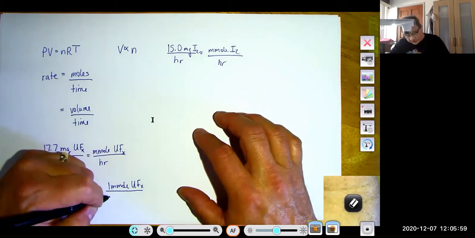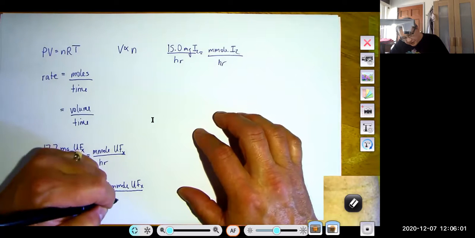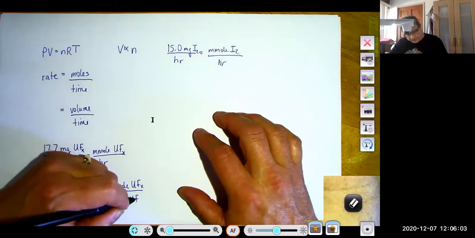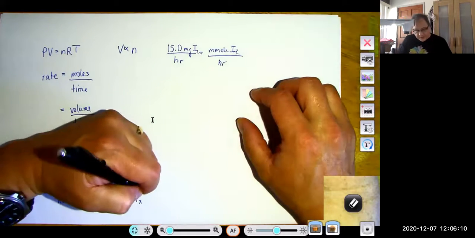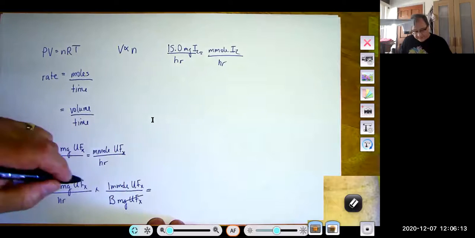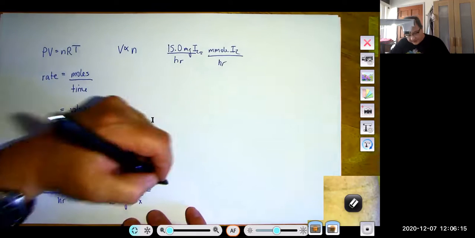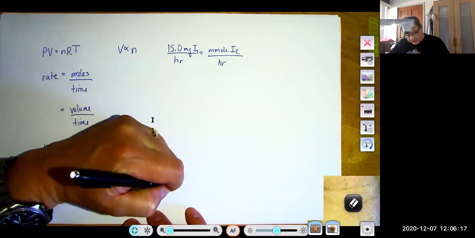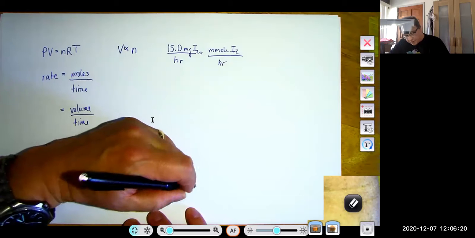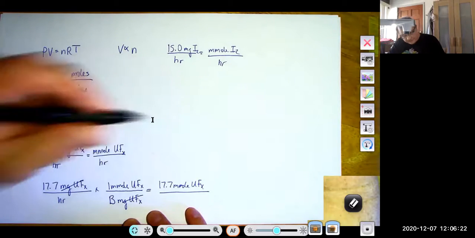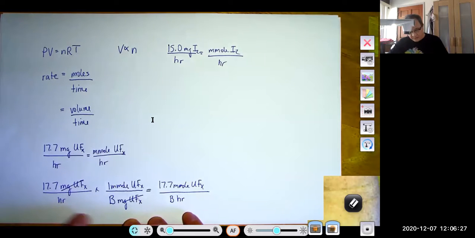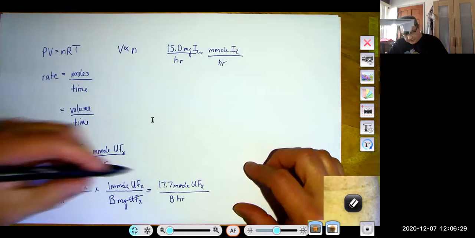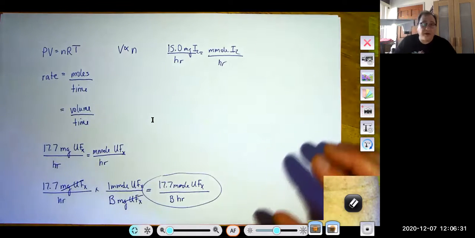let's see, what variable shall I use? B, milligrams of uranium fluoride. So I can get this value if I know the formula of uranium fluoride, which I don't know. But nonetheless, we can get a formula here that says the rate is going to be 17.7 millimoles of uranium fluoride per B hours. And that's going to be important for us. That's the rate of the uranium fluoride flow.